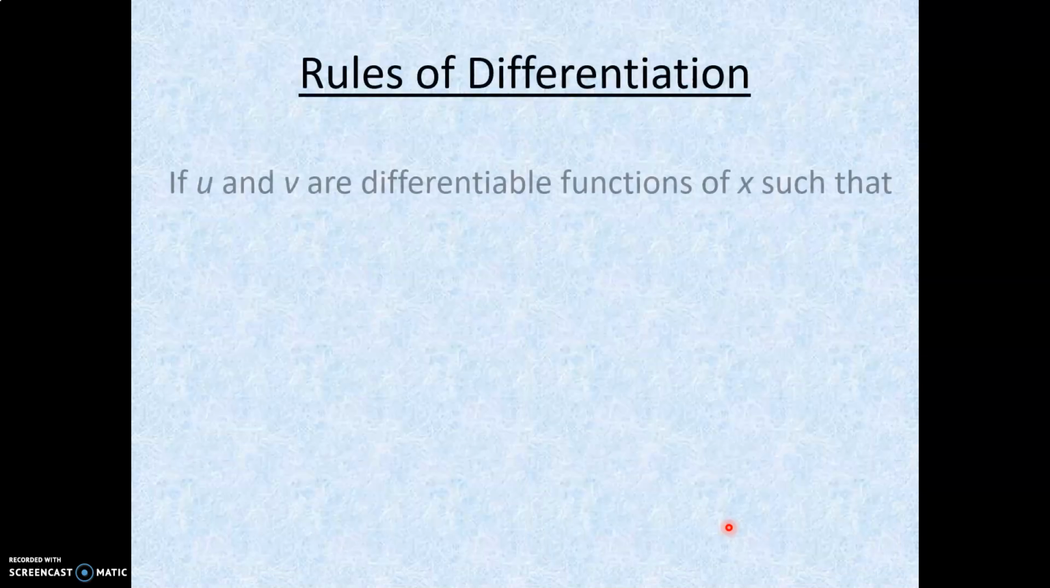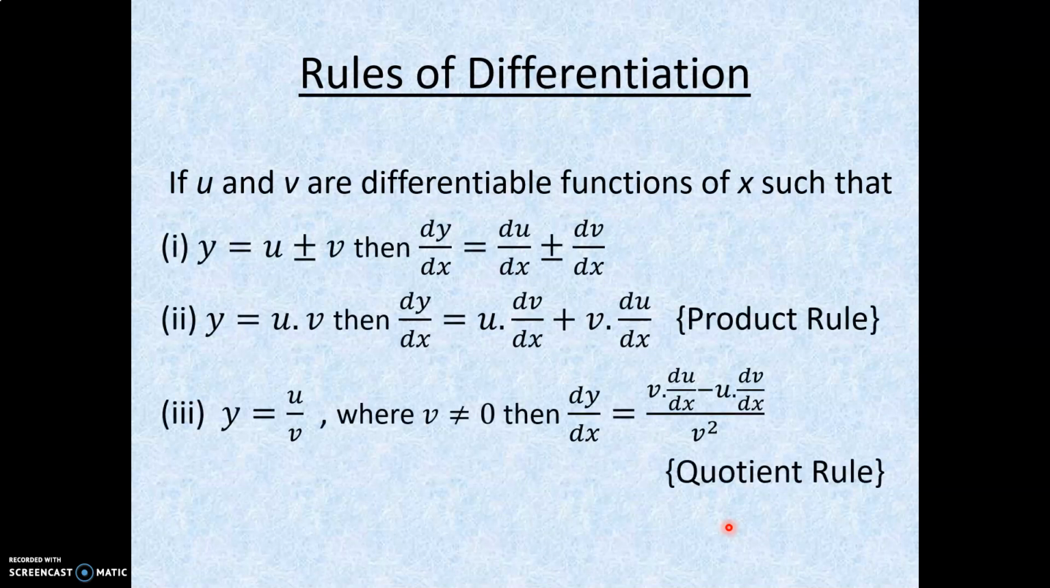Now rules of differentiation also we completed. If u and v are differentiable functions of x such that y is equal to u plus v or u minus v, then derivative of y is equal to derivative of the first function plus derivative of second function, or derivative of first function minus derivative of second function.